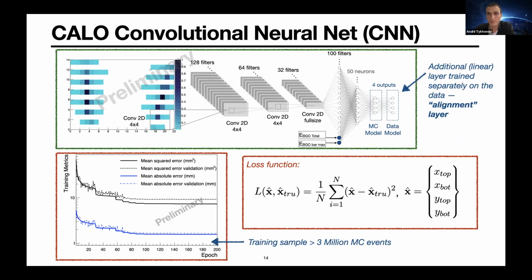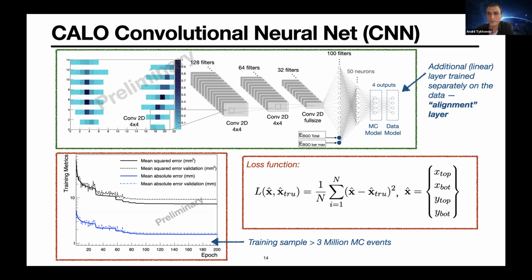So it's normalized to the maximum calorimeter bar signal in the event. Then it's followed by 3 convolutional layers, and then you have fully connected layers. As a target loss, we use mean squared error, and the network is trained purely on Monte Carlo. We use around 3 million events.